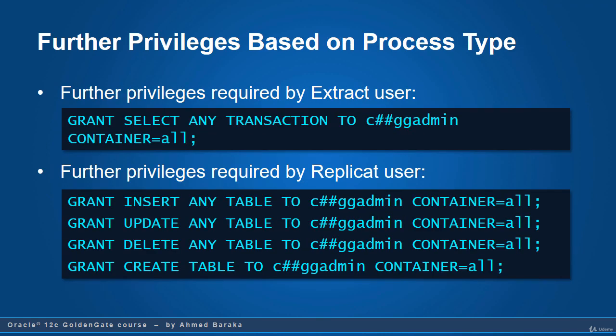Beside the privileges listed in the previous slide, we need to grant privileges to the common users based on the Golden Gate process type. For extract users, we need to grant to them the Select Any Transaction privilege. For replicate users, we need to grant to them the Insert, Update, and Delete Any Table privilege, in addition to the Create Table privilege.